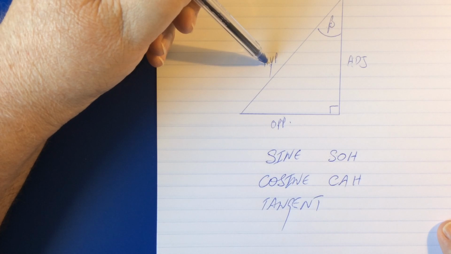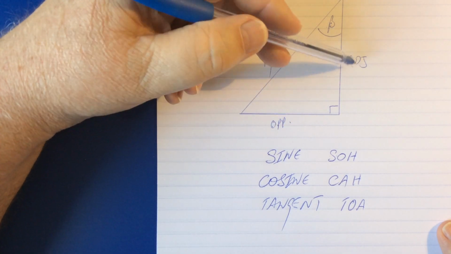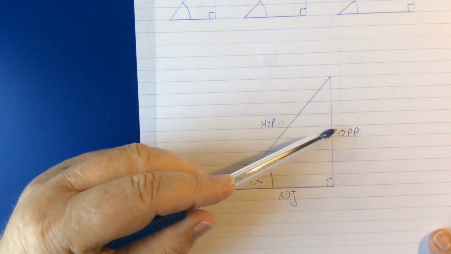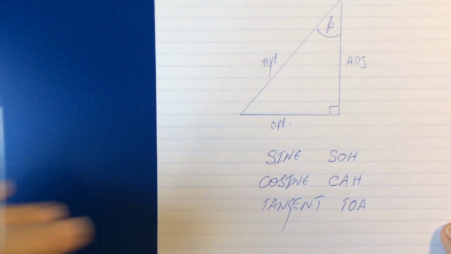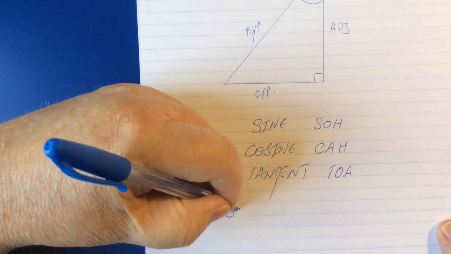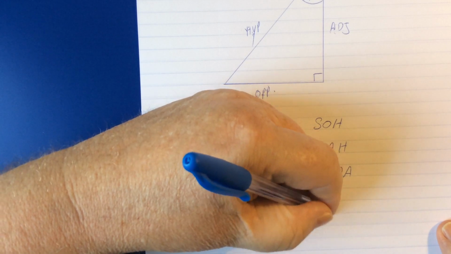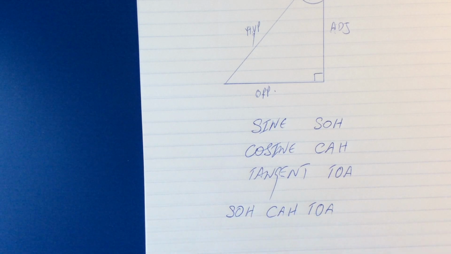Similar story. The tangent is this side divided by this side, opposite divided by adjacent. If we go back to the first diagram, it would be this side divided by this side in that order, because this angle is here. And leading into the next lesson on this, there's a useful set of letters pronounced SOHCAHTOA, which give you the ratios for each of these things, sine, cosine, and tangent.